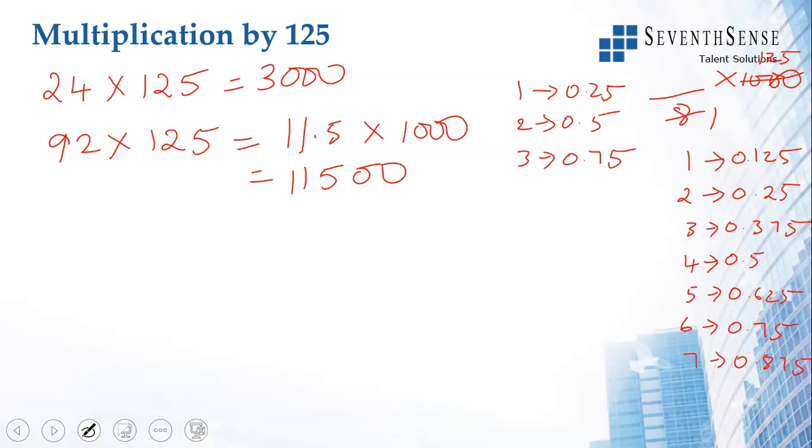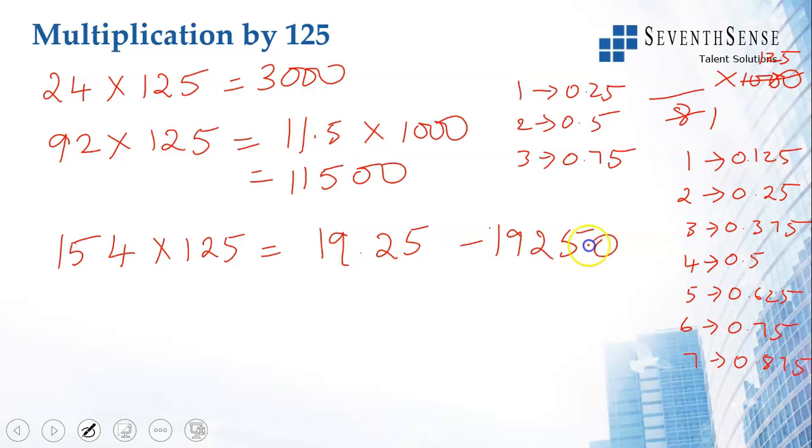Let us take a 3-digit number. 154 into 125. Divide 154 by 8. 20 would mean 160. So 19 is 152. 2 is the remainder. So I get 19.25 into 1000. You'll make it 19250.